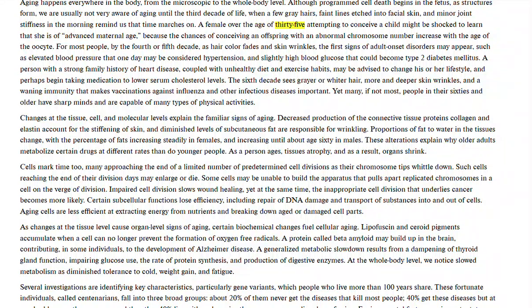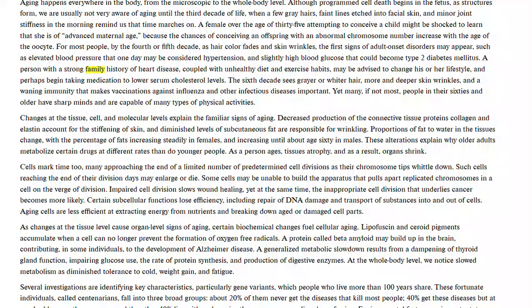A female over the age of 35 attempting to conceive a child might be shocked to learn that she is of advanced maternal age, because the chances of conceiving an offspring with an abnormal chromosome number increase with the age of the oocyte. For most people, by the fourth or fifth decade, as hair color fades and skin wrinkles, the first signs of adult-onset disorders may appear, such as elevated blood pressure that one day may be considered hypertension, and slightly high blood glucose that could become type 2 diabetes mellitus.